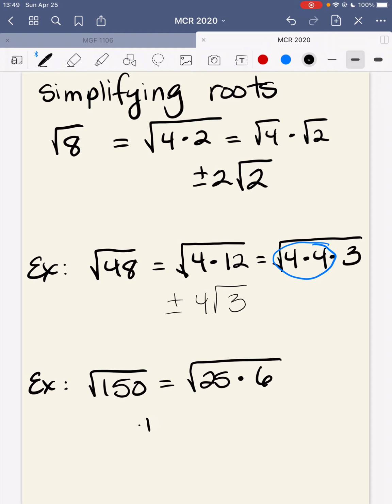So I could say this is plus or minus 5 for the 25, which is a perfect root. Remember, you could break it up. And so it'd be 5 square root of 6. So plus or minus 5 square root of 6.